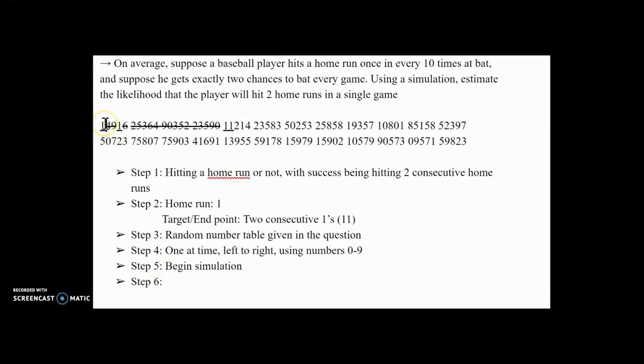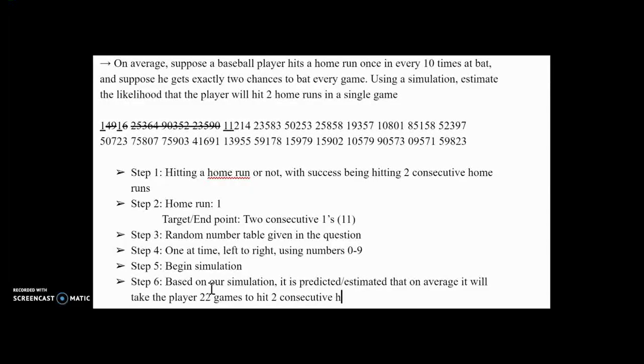So if we look at this, it's taken me 1, 2, 3, 4, 5, 6, 7, 8, 9, 10, 11, 12, 13, 14, 15, 16, 17, 18, 19, 20, 21, and 22. So it's taken the player 22 games to hit 2 consecutive home runs. So we're going to write it this way. Based on our simulation, it is predicted or estimated that on average it will take the player 22 games to hit 2 consecutive home runs. I'll explain why we say what we do.